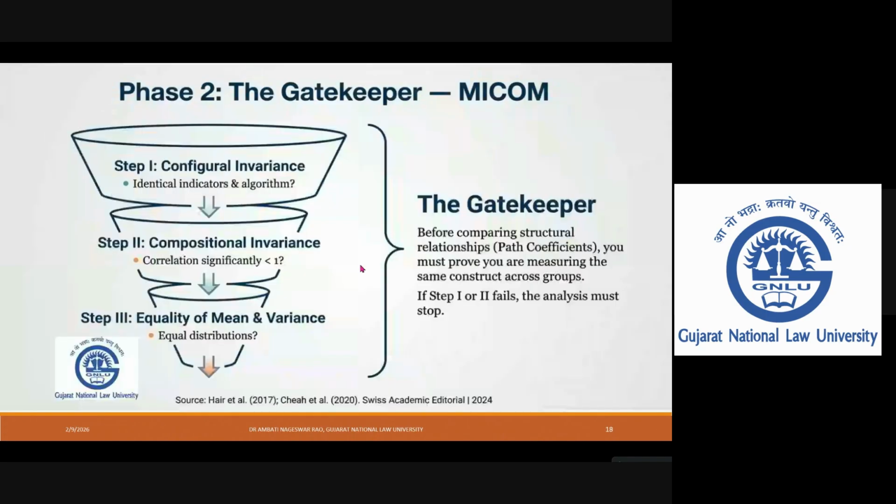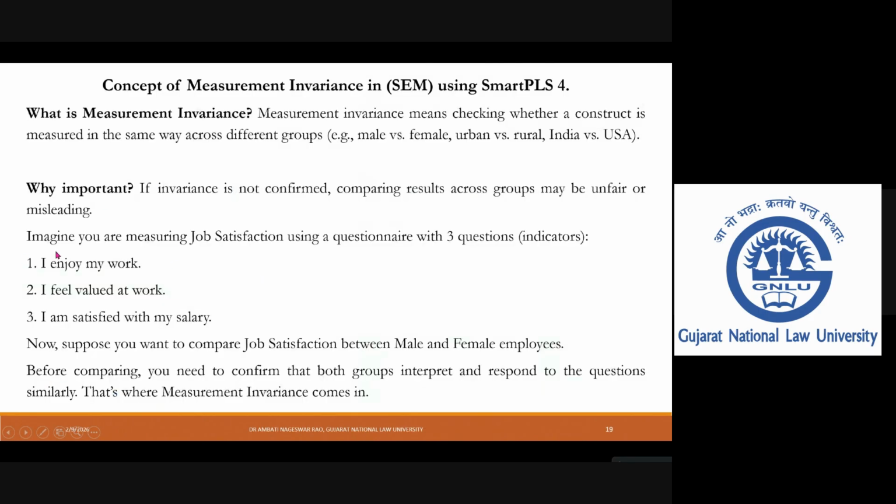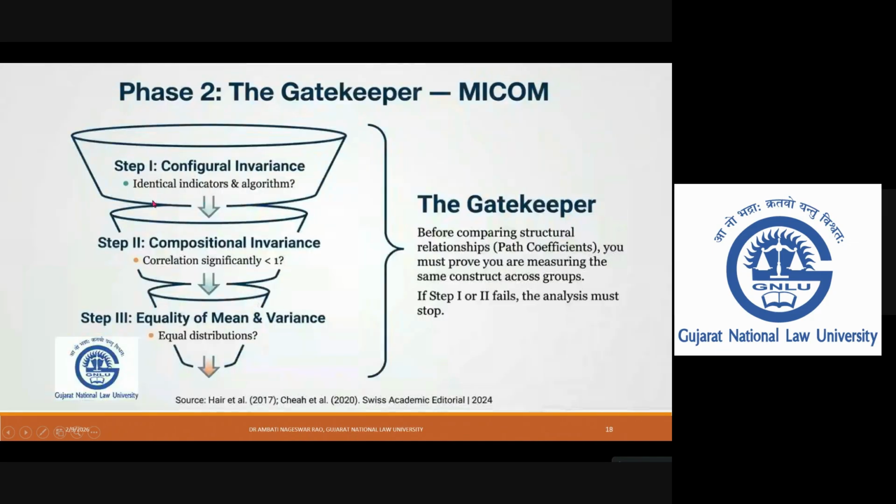Now, when I talk about measurement invariance, as a part of step number 1, imagine that you are measuring job satisfaction using a questionnaire with 3 questions. Whether I'm asking all the 3 questions for males, females, for all types of groups. That confirms whether you are able to fulfill step number 1 or not.